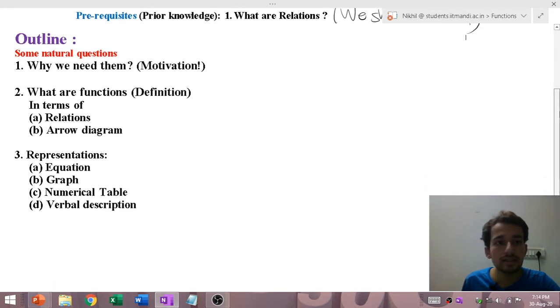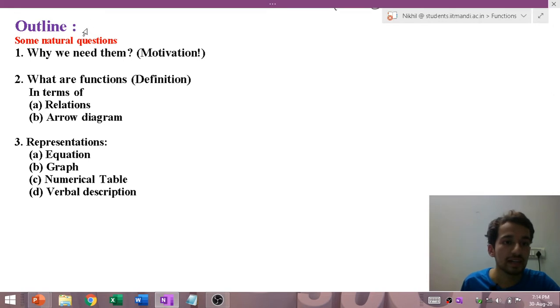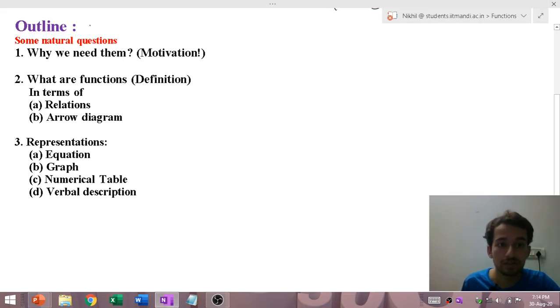And this is the outline of today's lecture: why we need these functions. After answering this question, we'll move forward with what functions are exactly, precisely by their mathematical definition. There are two ways, in terms of relation and in terms of arrow diagram. And the third one is representations. What are the possible representations of a function? This all we'll try to cover in today's lecture. So let's start with today's lecture.